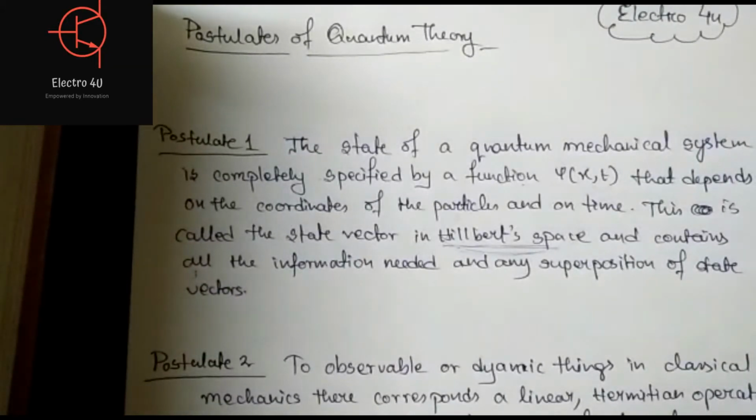Okay, so now let's start with the postulates of quantum theory. So what is postulates? To solve any problem or phenomena, we take some assumptions, and if these assumptions are proved right, then they are called postulates. Postulates can't be derived, but they can be verified based on experiments.